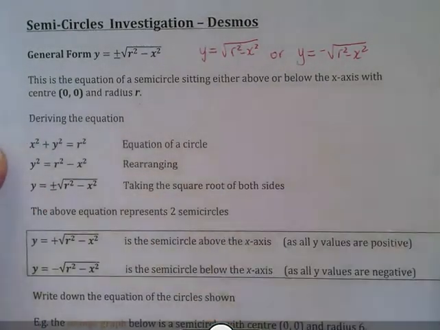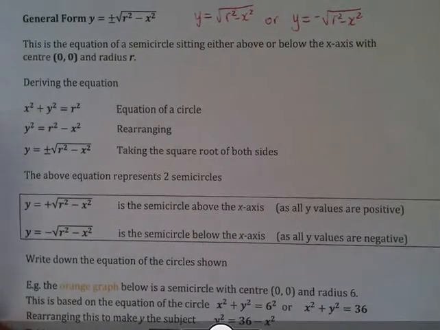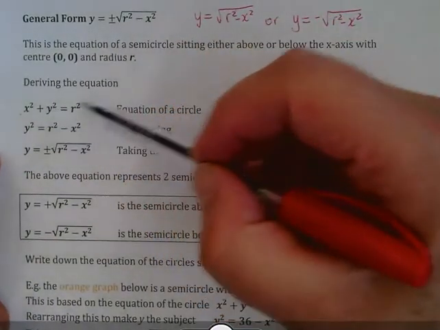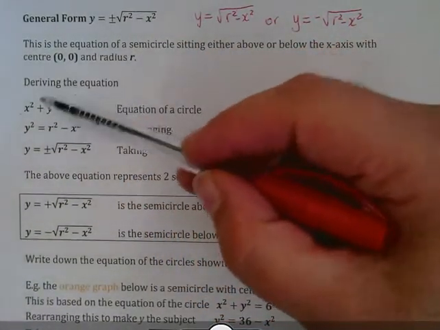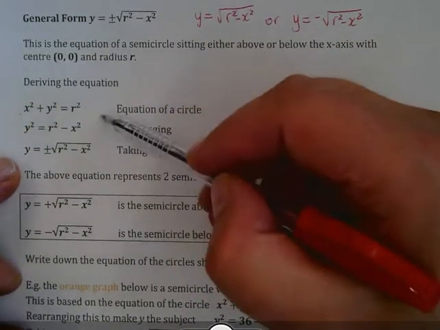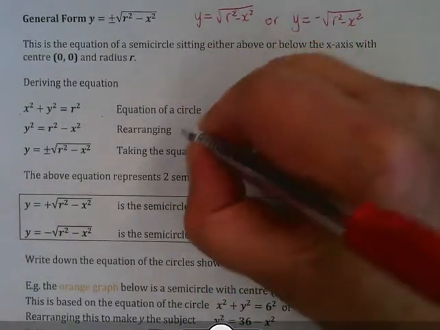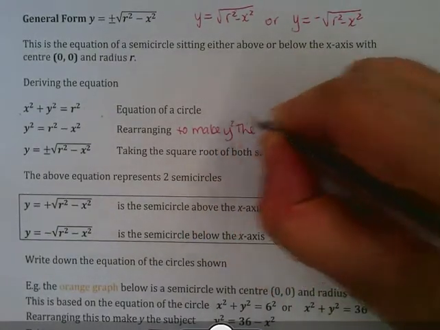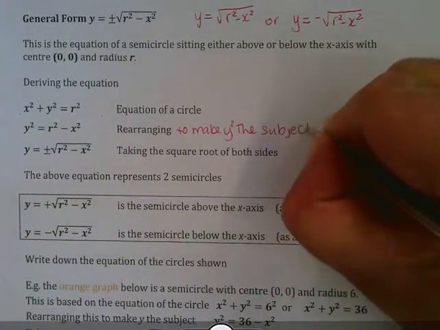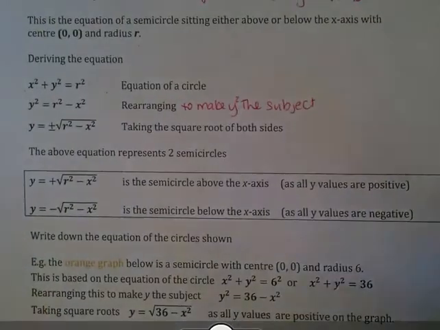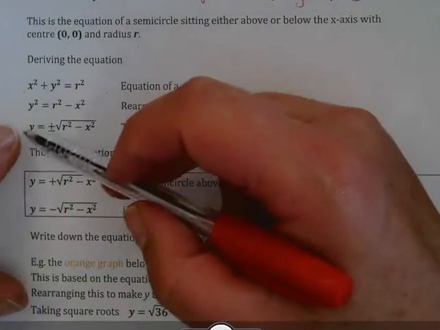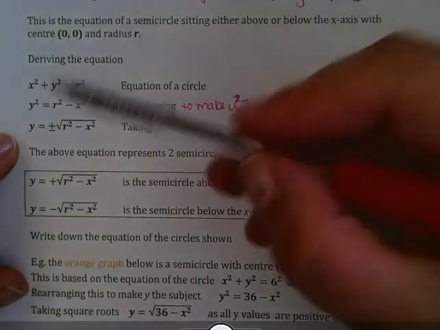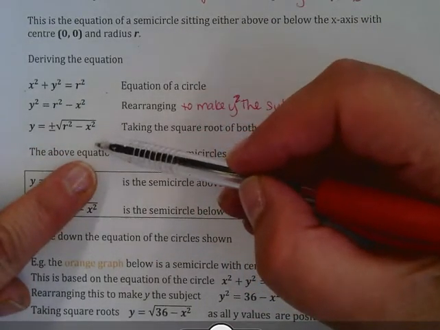We'll start from somewhere that we know. We know that the equation of a circle is x squared plus y squared is r squared. I'm going to make y squared the subject, so I'm going to take x squared over. And then I'm going to take the square root of both sides. So remember, when you're taking the square root, you do plus or minus the square root.